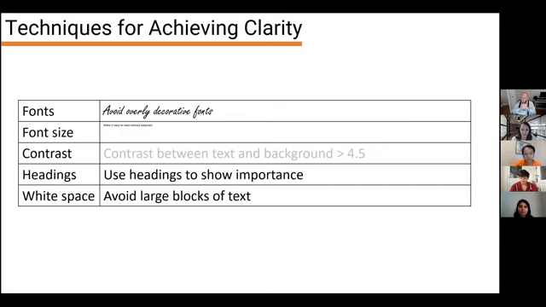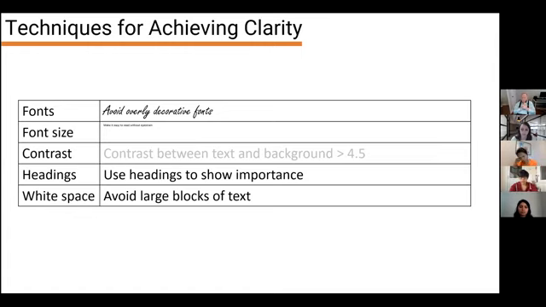Although in their AAA compliance, they recommend 7. And that does make it a lot easier. I should tell you that the size of the text makes a difference. So the larger the text, the lower the contrast you can get away with. With small text, you really have to make the contrast very high. With large text, it's not so bad.